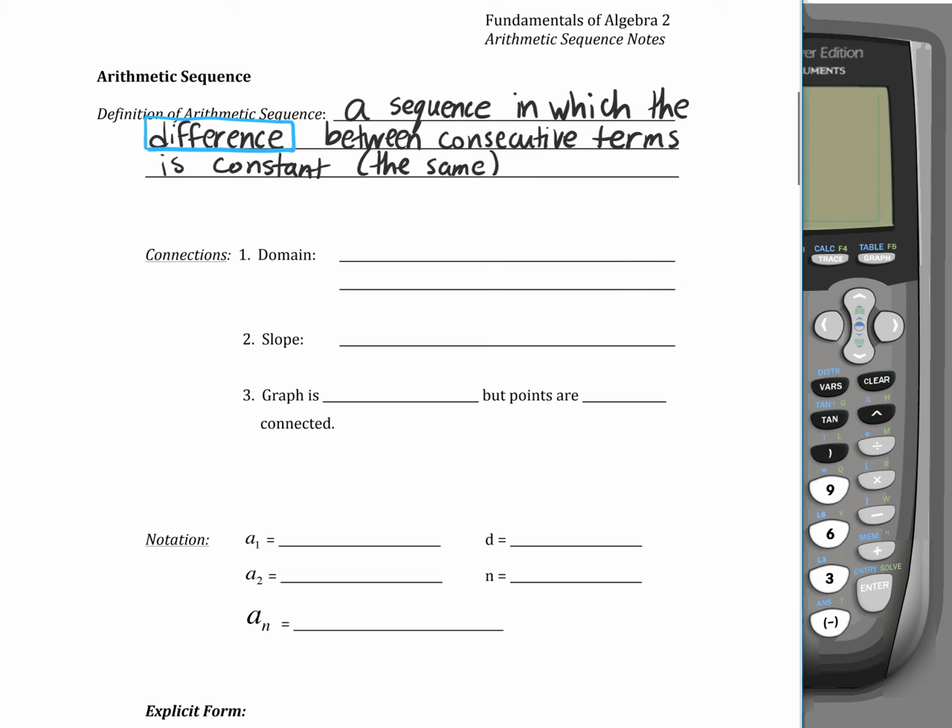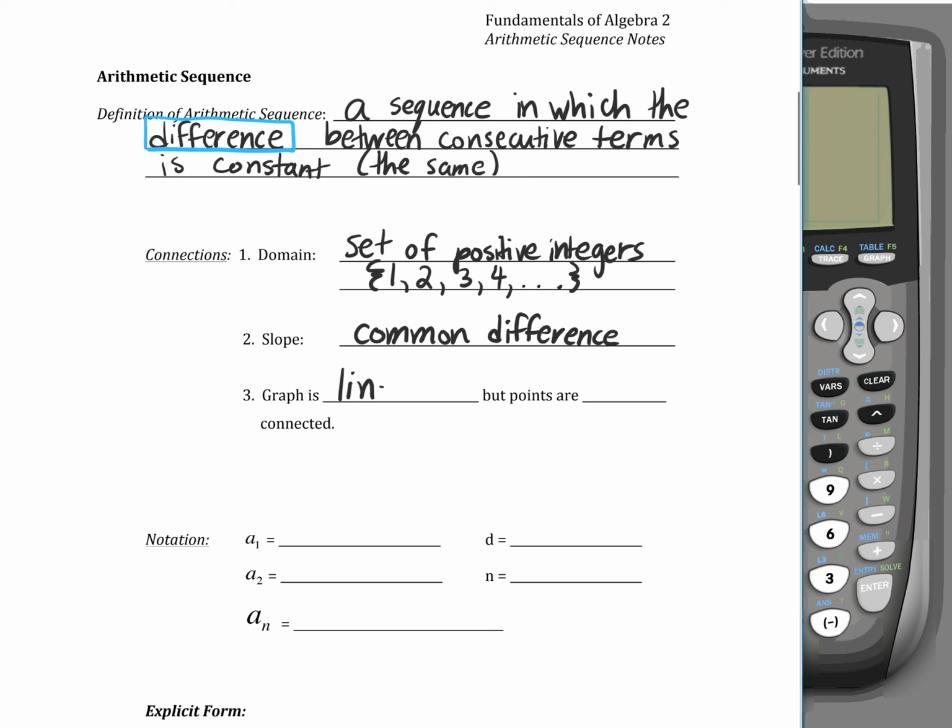And we're going to look back at some connections that we made from our intro activity. First connection, the domain is the set of positive integers. Meaning set notation, 1, 2, 3, 4. And what that really is telling us is we have a first term, a second term, third term, fourth term, and so on. The slope is going to be the same thing as our common difference. That constant rate of change that's happening in the sequence or in the graph. And then for graph purposes, this is a linear graph. But the points are not connected. It's not a continuous function because our domain, like we listed before, is in that set notation. We're listing it out as separate points.